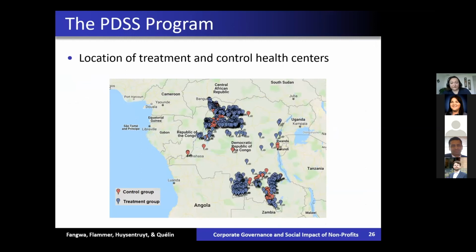Similarly, here you have the map of the location of all the health centers in the DRC. The red dots refer to those in the control group, the blue dots those in the treatment group, and as you can see, there's no geographic clustering going on. Okay, they are fairly uniformly distributed across those provinces that took part in this study.